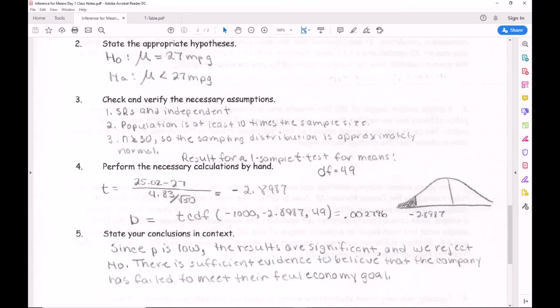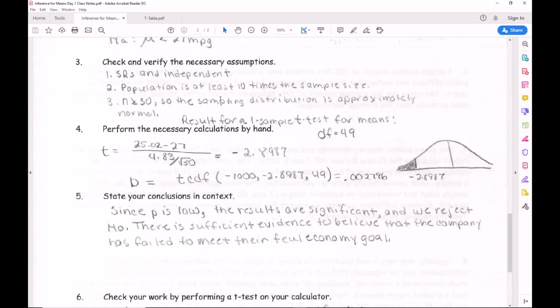All right, SRS and independent. We can assume the independence. SRS was pretty much given. I'm thinking they can do way more than 50 trips in their fleet of cars. So the population is at least 10 times the sample size. And n is greater than or equal to 30. It's 50. So the sampling distribution is approximately normal. Sweet, we're good to go. So name it. It's a result for a 1 sample t-test for means. All right, that's really the minimum.